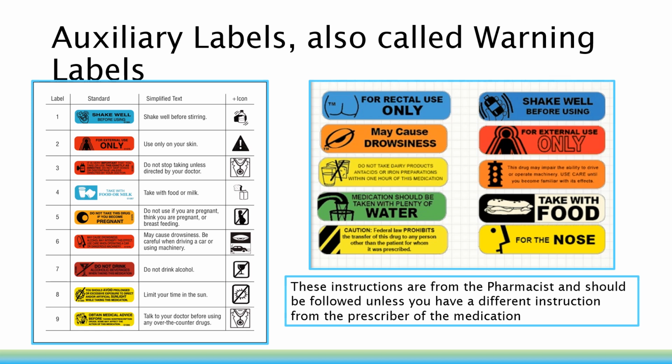You will need to pay attention to the labels the pharmacist put on it. These are auxiliary labels. Also, we call them warning labels. They give you important information about how to take the medicine and about things you should or should not eat or drink with the medication. You will also find information on the side effects and activities to avoid. Some of these labels may be confusing, so sometimes you may need to ask the pharmacist if you're not sure what the label actually means.